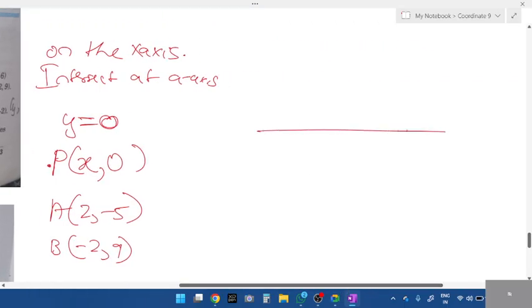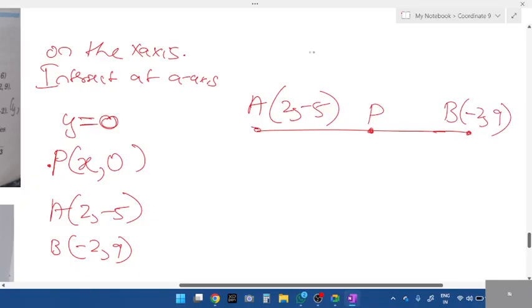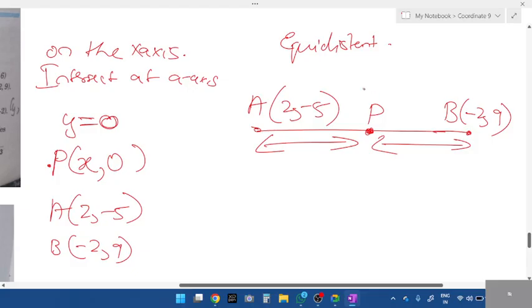Let me draw a line. This is point A, 2 comma minus 5. This is point B, minus 2 comma 9. And point P is equidistant. What do you mean by equidistant, students? What's the name? Equal distance. So where is point P? It is at equal distance from A and B. And what is the coordinate of P, students? What's the coordinate of P? x comma 0. x comma 0 is the coordinate. Equal distance. If A to P is 5 centimeters, P to B is also 5 centimeters.